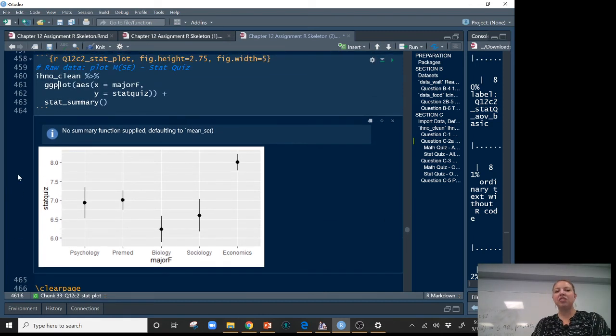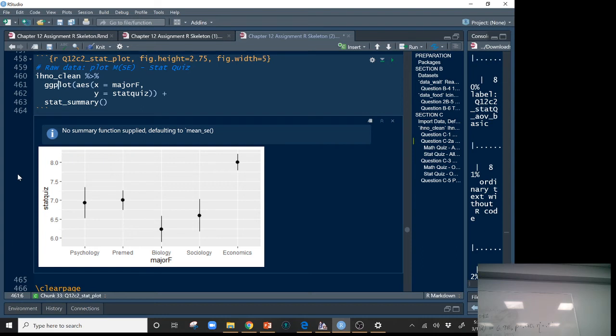What pattern do you see with the averages on stat quiz? Same pattern. The economics majors are doing, it looks like, much better, and the biology students the worst. Everyone else somewhere in between. What do you notice about the spreads in those scores? Well, economics is a lot different this time. There's not as much spread. Look how tight economics is compared to maybe sociology.